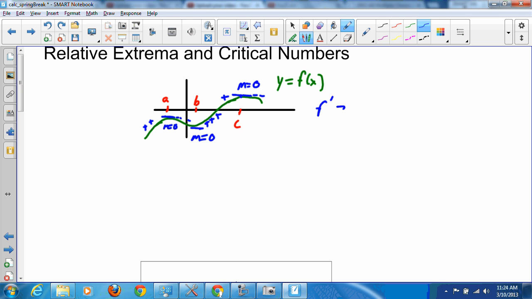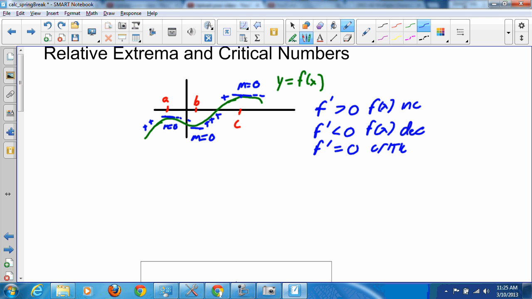if the first derivative is greater than 0 or positive, then the function itself is increasing. And when the first derivative is less than 0, we know that the function itself is decreasing. And when the first derivative is equal to 0, we call this a critical number, and the critical number could be a relative minimum or a relative maximum.